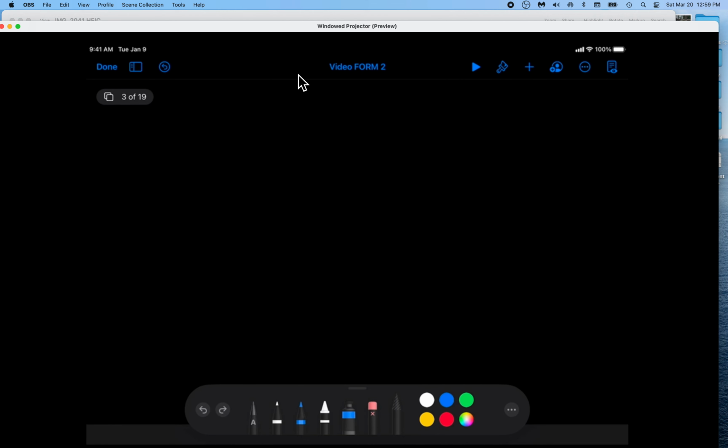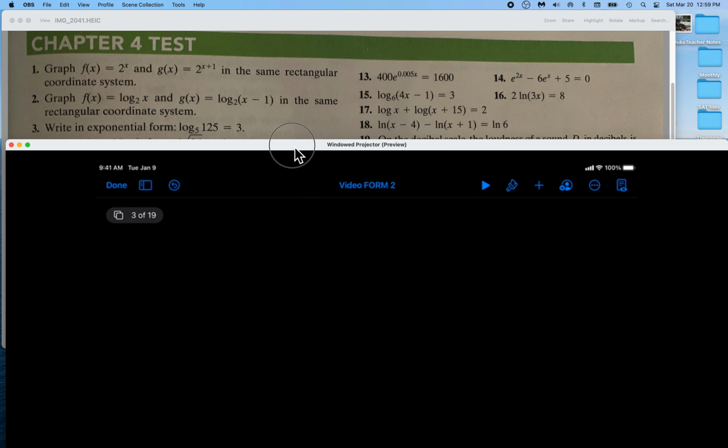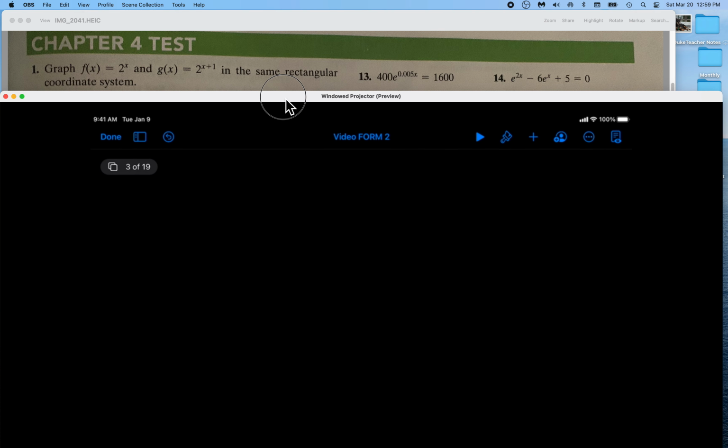In this video, we're going to review the Chapter 4 test that's in the Blitzer textbook. First problem, graph these two exponential functions.